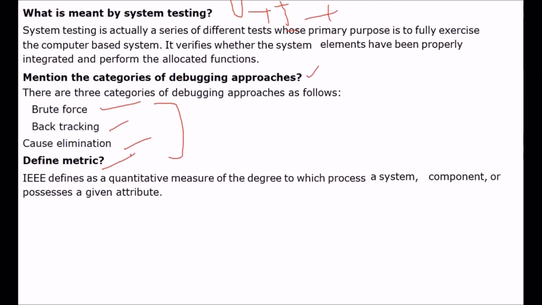Define the metric. IEEE defines this as a quantitative measure of the degree to which a process, a system, or a component possesses a given attribute. So, the degree to which this attribute is present in the system, component, or process, the quantitative measure of this degree is the metric.